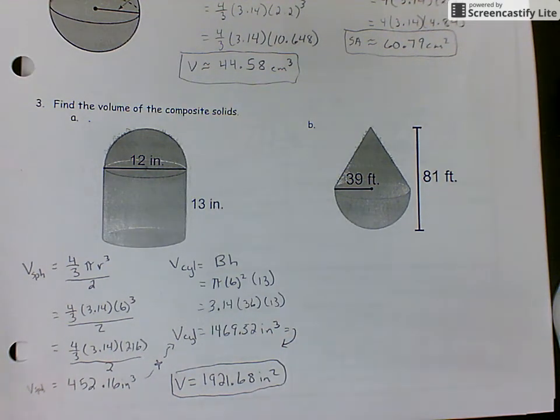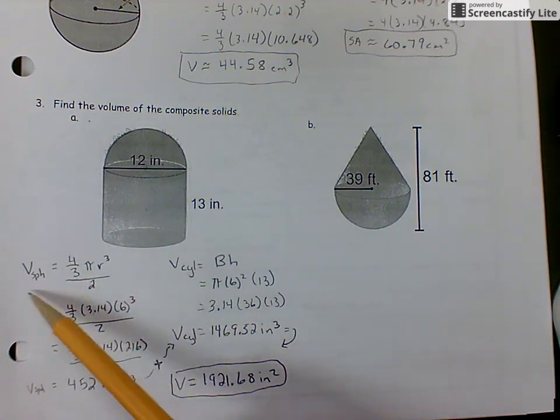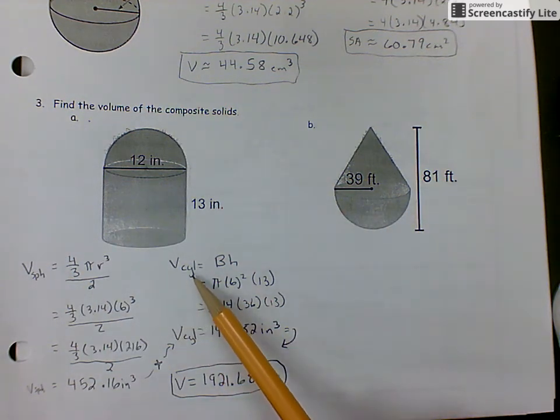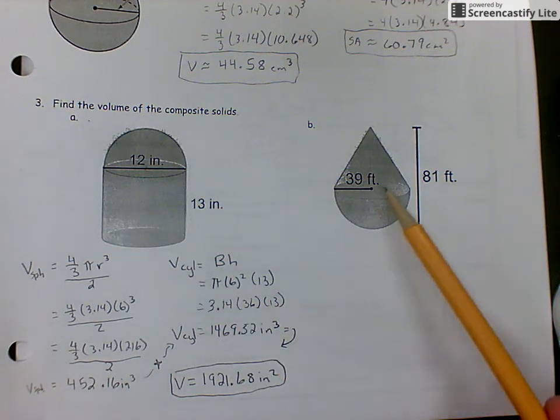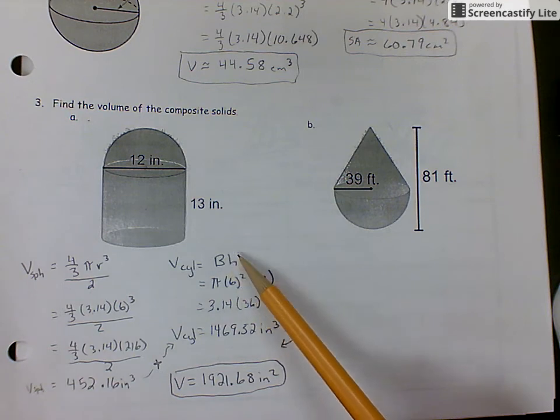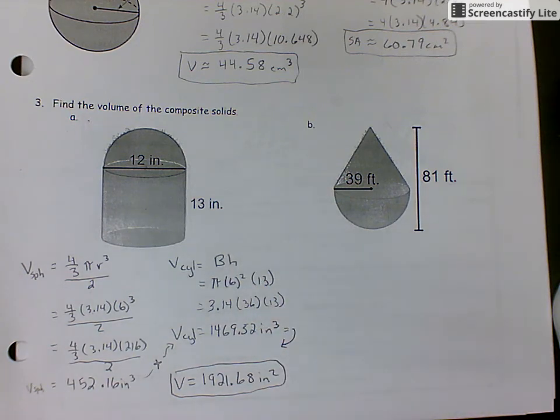Letter B is very similar. Go ahead, pause the video, see if you can do that one on your own. You're going to do pretty much the same formulas. We got the volume of the sphere, and it's just a hemisphere here. And then we've got the volume of a cylinder, but this shape isn't a cylinder. So think about what's that shape and how this formula differs slightly.